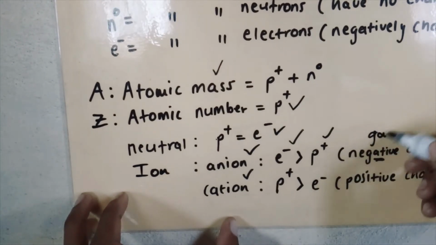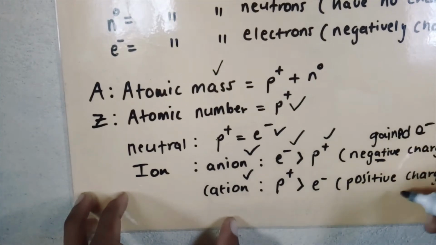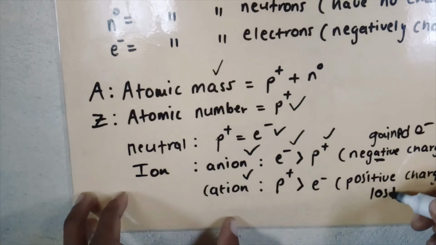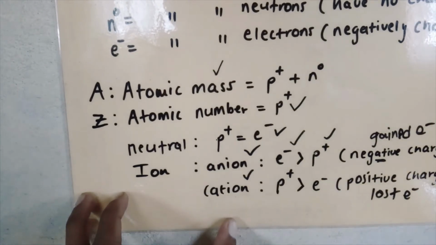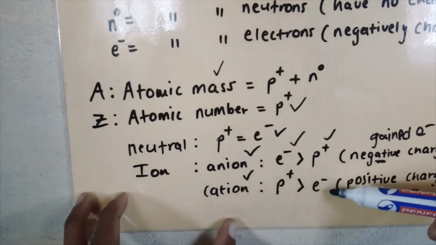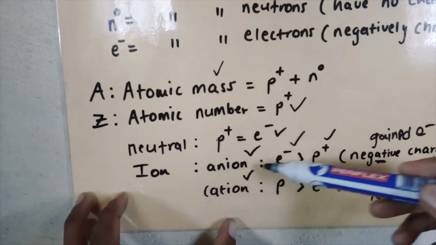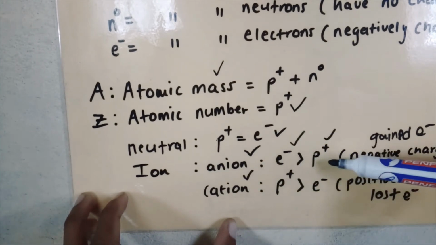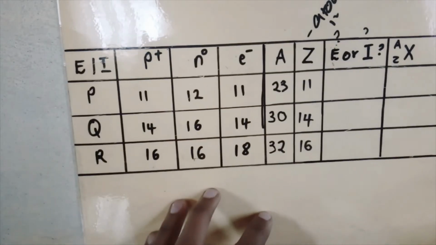So gained electrons, and this one would have lost electrons, and then it would have that positive charge, because what that would mean is that there are more positive charges than there are negative charges. It becomes a cation. If there are more negative charges than there are positive charges, it becomes an anion. So let's decide for our things.